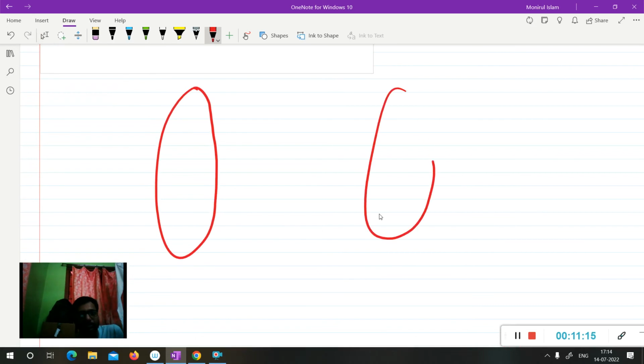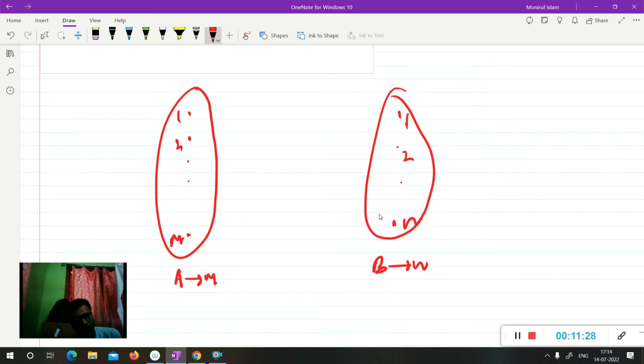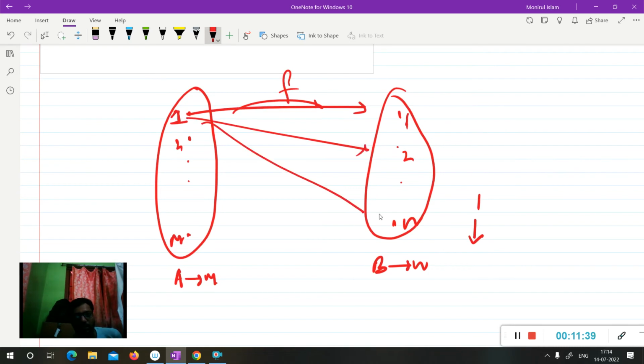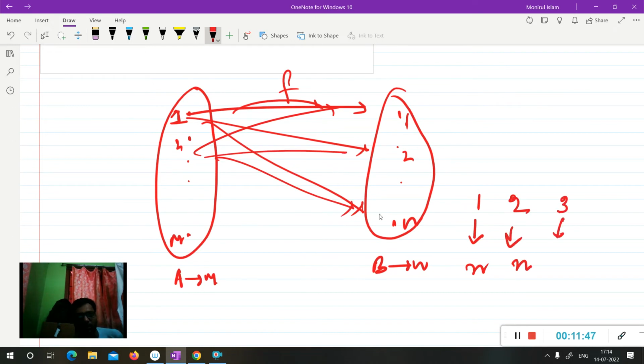Suppose set A has m elements and set B has n elements. I'm naming them like this: 1, 2 and so on to m, and this is 1, 2 and so on to n. Now, how many elements can 1 map to? You have to create a function from A to B, so you have to find the image of 1 to m. So 1 can map to either 1, 2, 3 or n. So 1 has n choices. Similarly, 2 can map to either 1, 2, 3 or n, so 2 also has n choices. Similarly 3 can map to either 1, 2 or n, so it also has n choices. Similarly, m also has n choices.